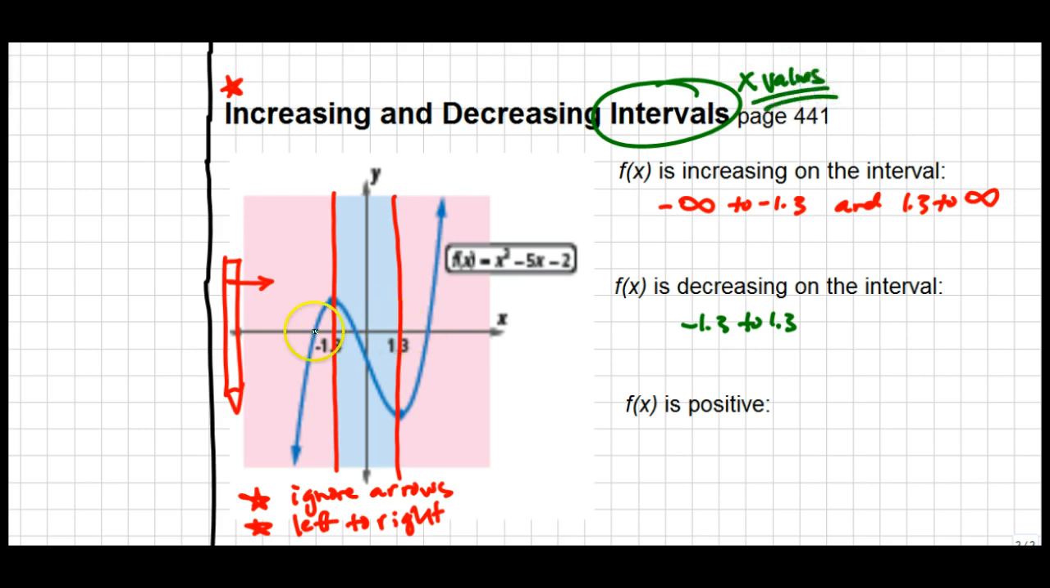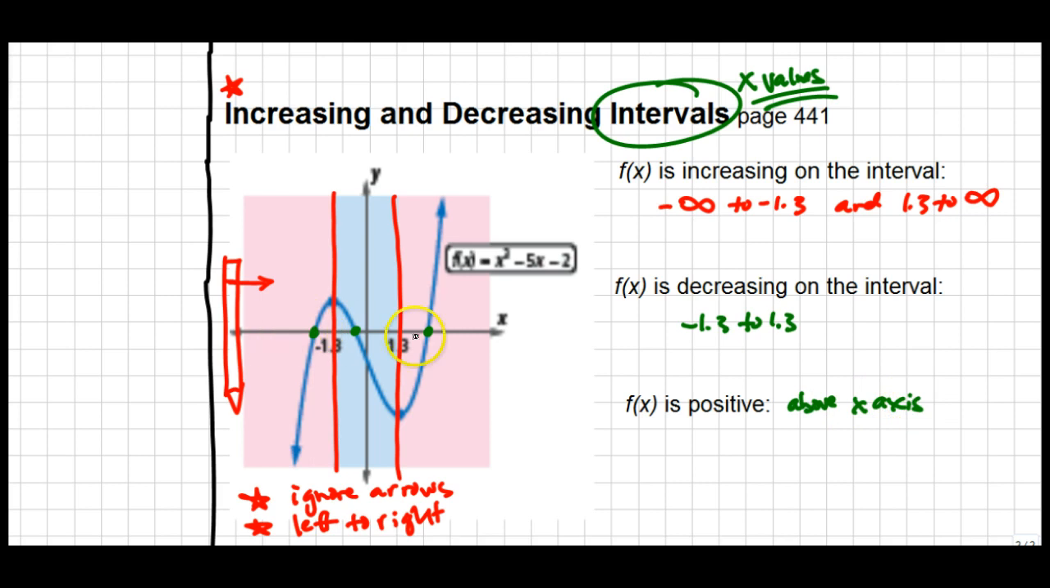Sometimes they don't give you values though, they don't have numbers listed, so we're going to use letters to help us describe the positive interval. Positive intervals are going to be dividing the graph horizontally. The increasing and decreasing divides them vertically. So a positive interval is anything above the x-axis.